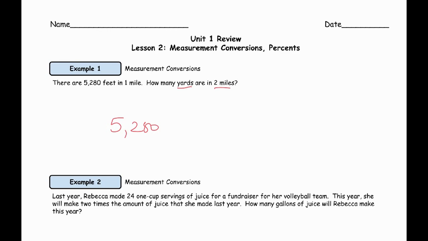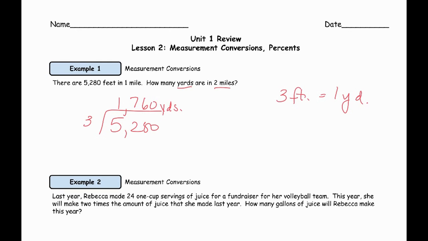So basically we know that there are 3 feet in 1 yard. And so since we are going from a smaller unit, feet, to a larger unit, yards, we're going to divide. And we're going to divide 5,280 by 3. And when we do that, we would get 1,760 yards.